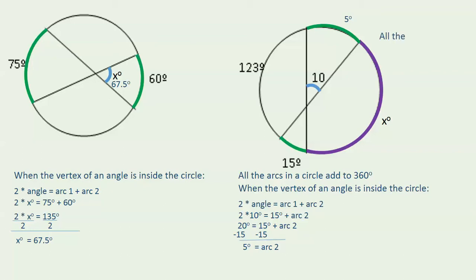So going back to all the arcs in a circle add to 360 degrees, I'm going to find that 123 degrees plus 15 degrees plus 5 degrees plus x will be 360 degrees. Combining like terms, that means that 143 degrees plus x will be 360 degrees. To get x alone, I'll subtract 143 from both sides, and I find that the measure of x is 217 degrees.